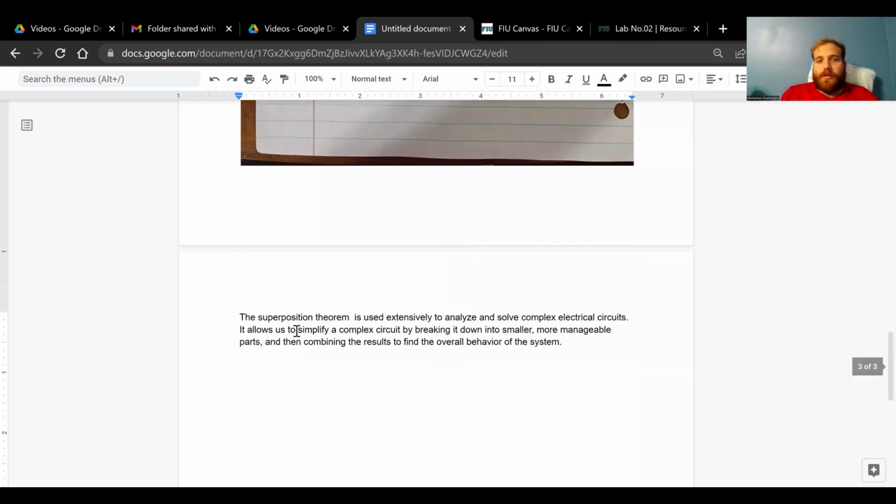And over here, this is the superposition theorem. As you can see, it is used extensively to analyze and solve complex electrical circuits, and allows us to simplify the circuits by breaking them down into smaller, more manageable parts, and then combining the results to find out the total behavior of the system.